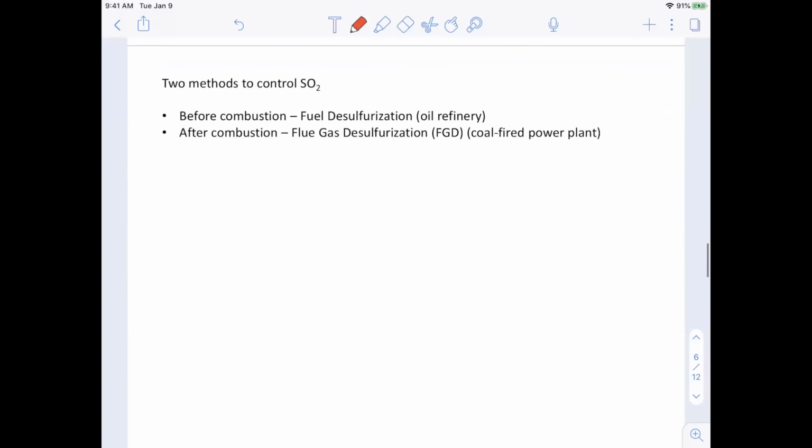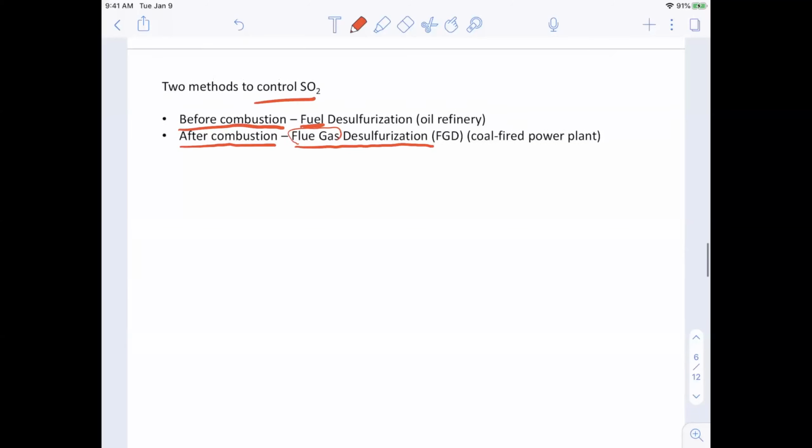So there are 2 methods to control the sulfur dioxide. One is before the combustion, just before we burn any fuel, where we purify the fuel. This method is called fuel desulfurization, right? We just deal with the sulfur that's in the fuel before we combust it. And the other method is after combustion. That is called flue gas desulfurization. You can see that this deals with the flue gas, which is already the product coming out of the combustion of the fuel, right?